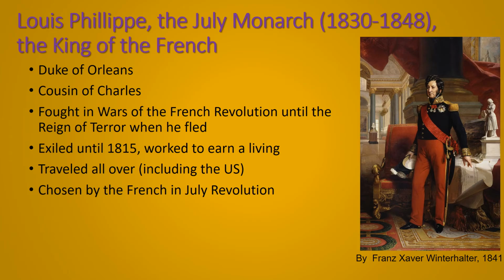He traveled all over, oftentimes using the fact that he was the Duke of Orleans to kind of get public charity, including the United States. He'll spend time in Massachusetts and other parts of the United States. And when the revolution comes, the French choose him. He had returned after the restoration of the monarchy, and people liked him. And you can see him also sporting those petite mutton chops. The style's set. There it is.